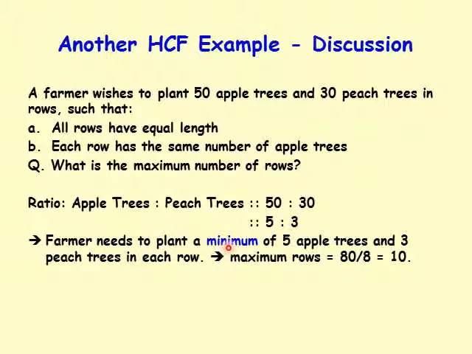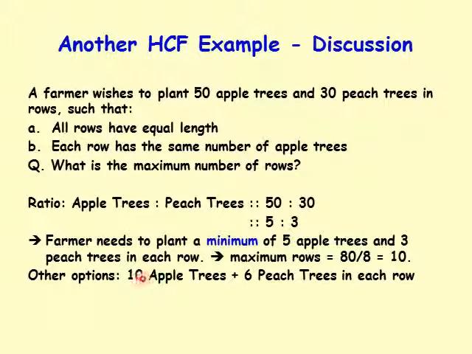The farmer needs to plant a minimum of 5 apple trees and 3 peach trees in each row, since 5 and 3 cannot be divided further evenly. So each row has to have at least 8 trees. The maximum number of rows is 80 divided by 8, where 50 plus 30 is 80. We have to have at least 8 trees in each row, so we'll need 10 rows.